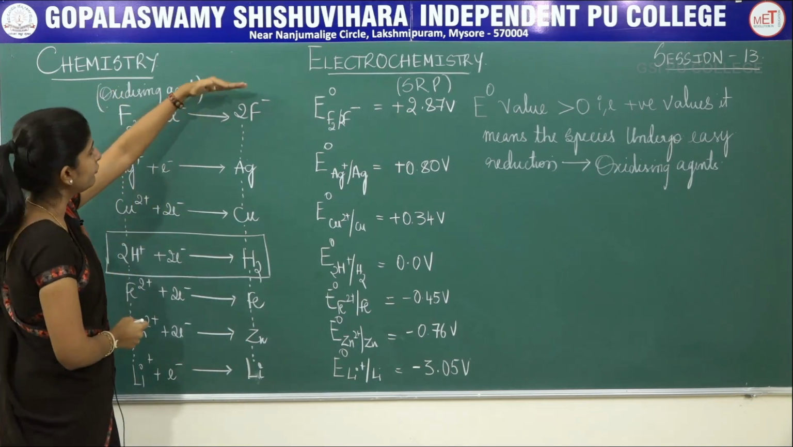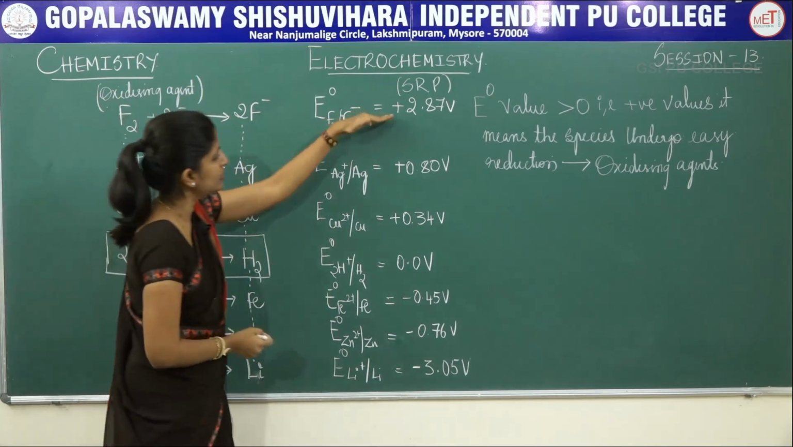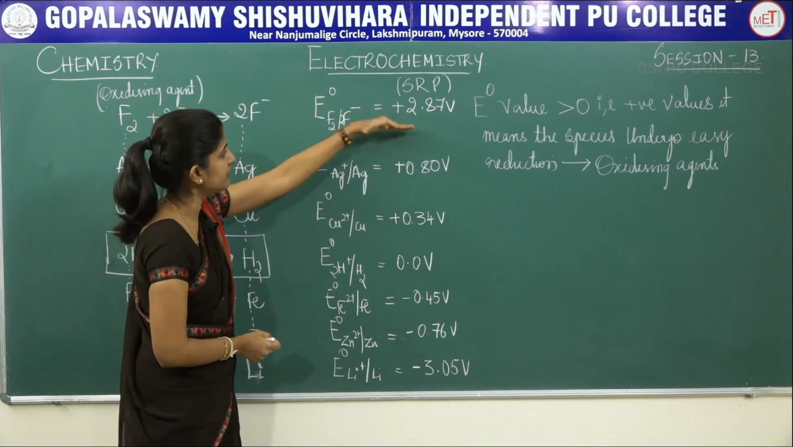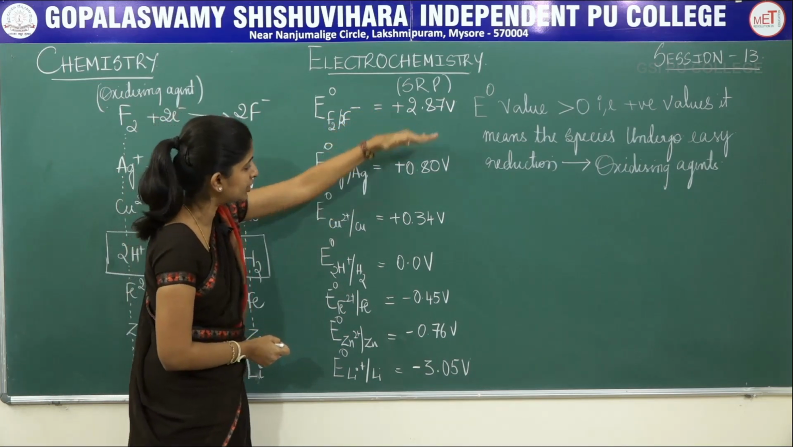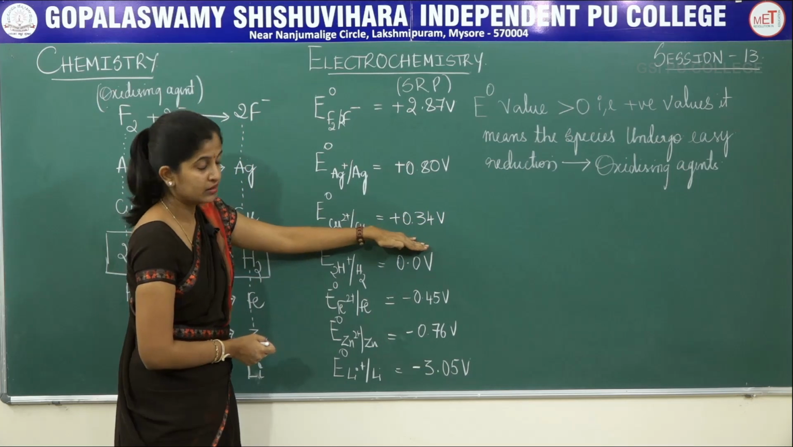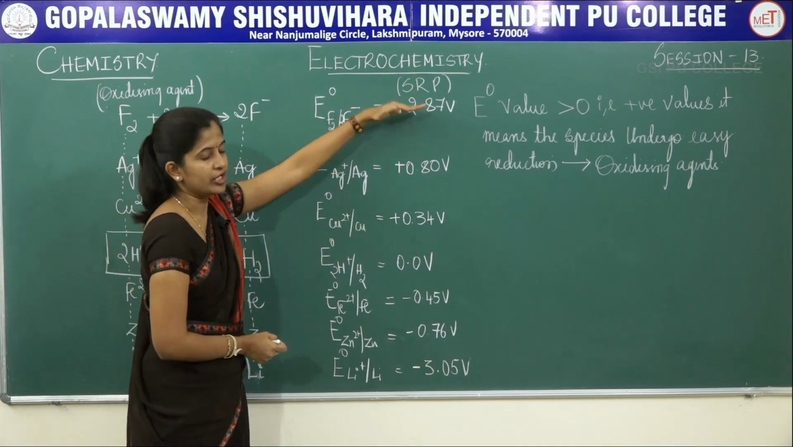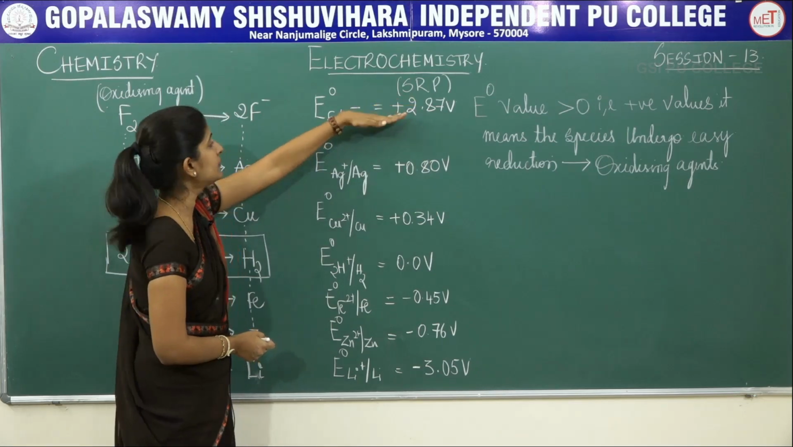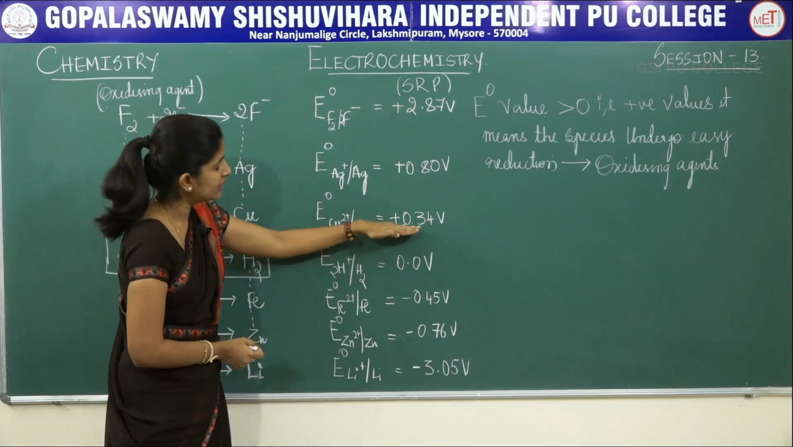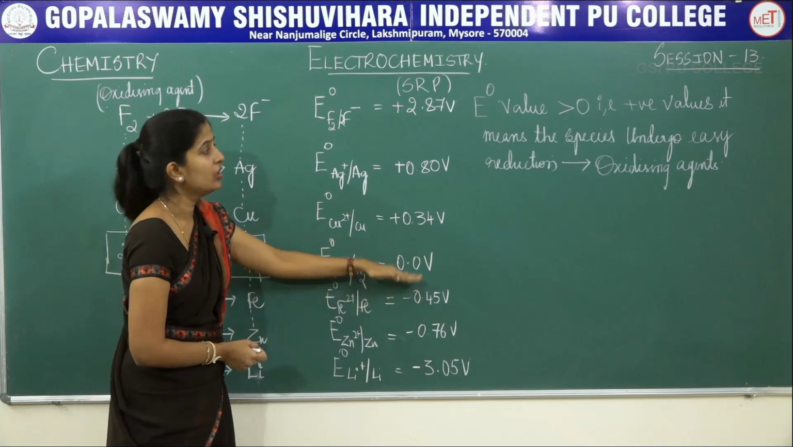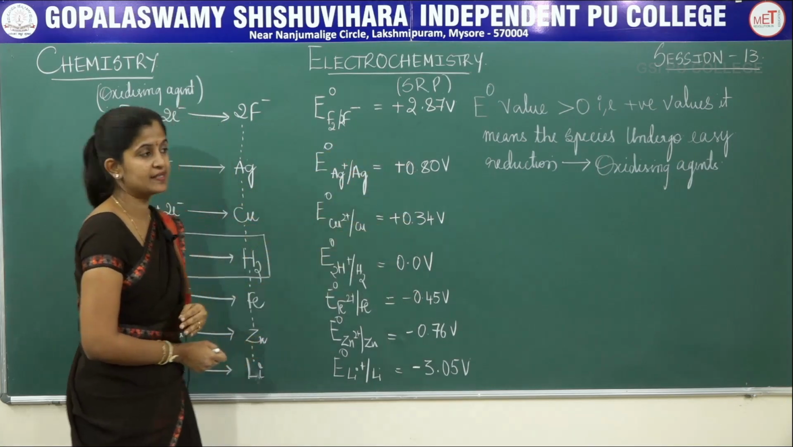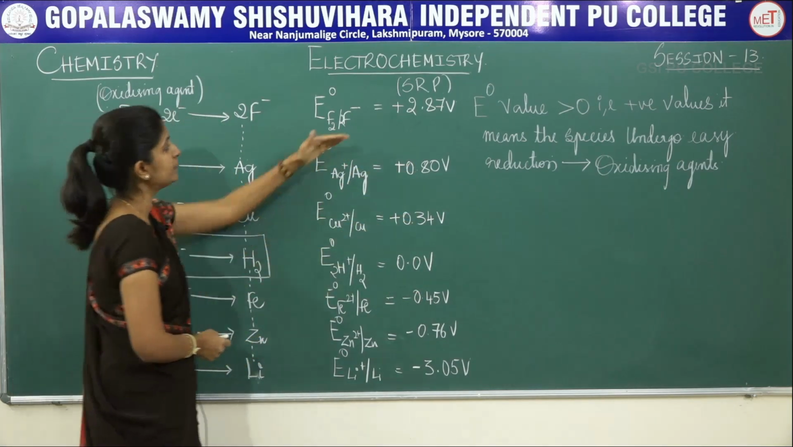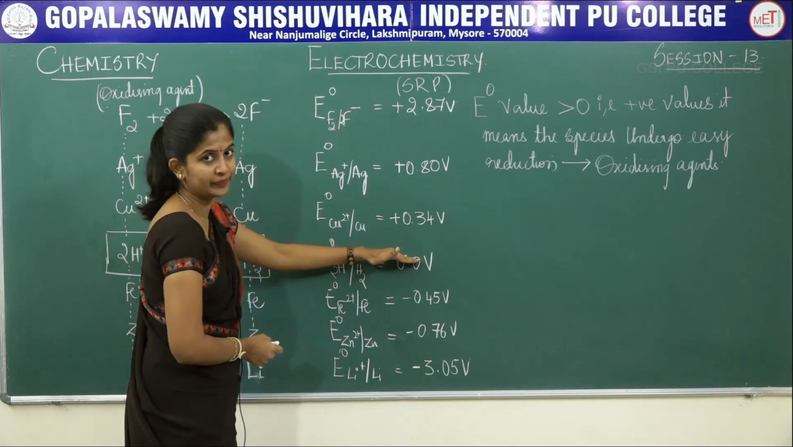If you go from fluorine to copper, you can observe the values are decreasing. That is, the positive values go from 2.87 to 0.34 volts, which means that the oxidizing property, that is oxidizing power, decreases from fluorine to copper. Then it becomes 0 here. So the lower the positive values, the more the oxidizing power decreases from fluorine to copper.